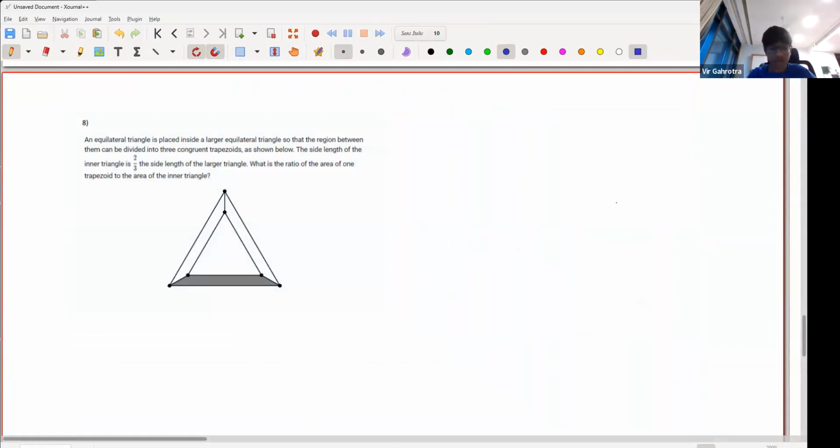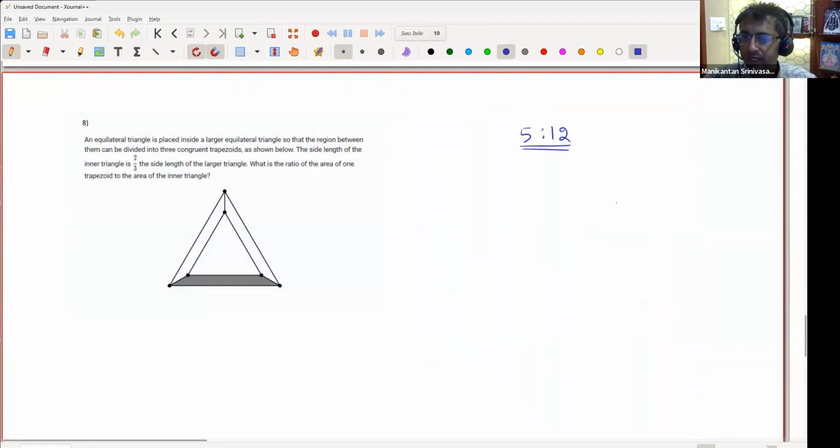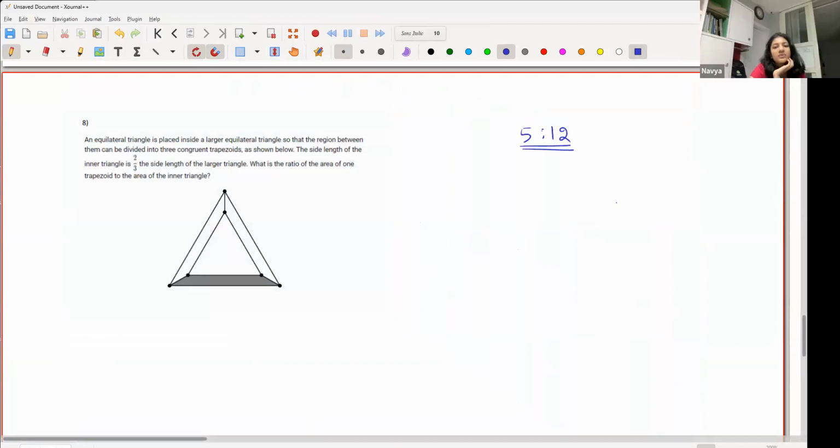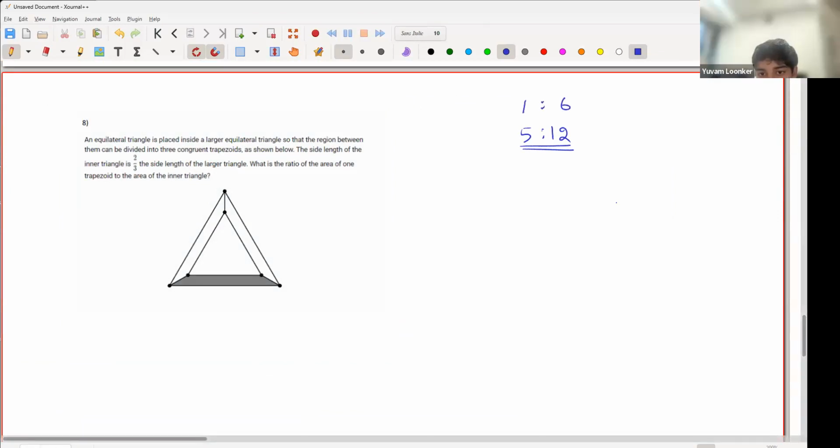My ratio was 5:12. 5:12. Okay. Anyone got the same answer or a different answer? Sir, I got a different answer. What was yours? 1:6. 1:6. Okay. Ratio of one trapezoid to the area of the inner triangle. Okay, 1:6. Let's check. Let's do it. What is it, Navya? I also got 5:12. Yeah, you told me. So 2 people got this, 1 person got 1:6.